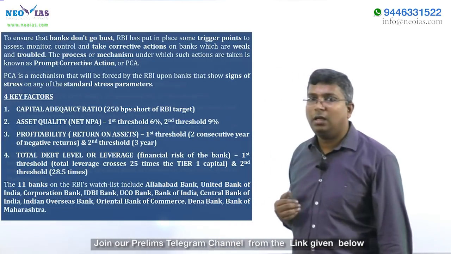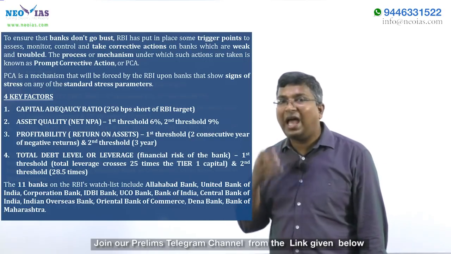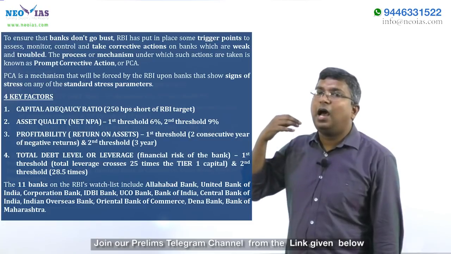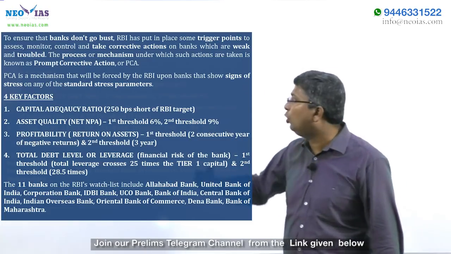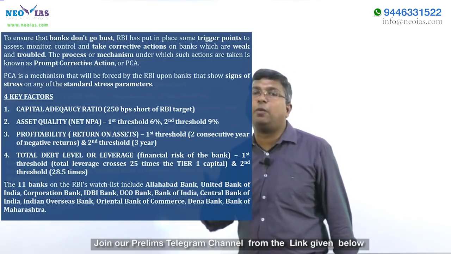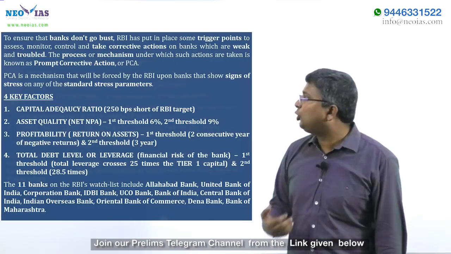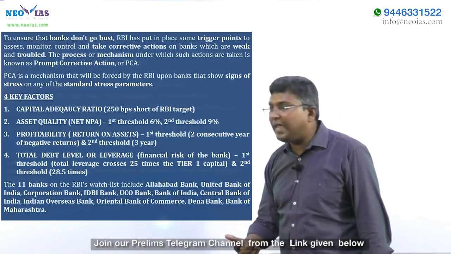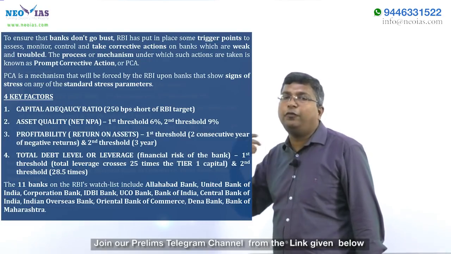The second one is that RBI will look into the asset quality of the bank. The asset quality of the bank can be measured through the bank's net non-performing assets. We know what non-performing assets are: bad loans. So by looking into the bad loans, or net non-performing assets, RBI will go for the trigger point.